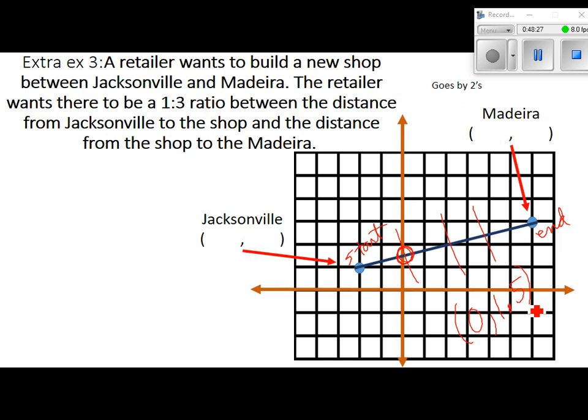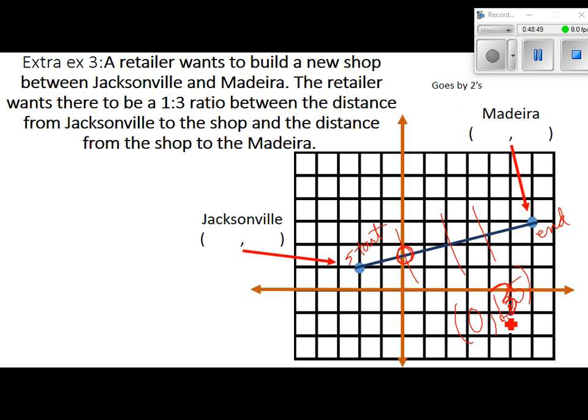Oh, it says it goes by 2s. Oh, it goes by 2, so it wouldn't be 1.5. Good job, Michael. What a catch. What would it be? It'd be 3 total, wouldn't it? So 0, 3. So next thing we need to do, we need to find the coordinates of Jacksonville.